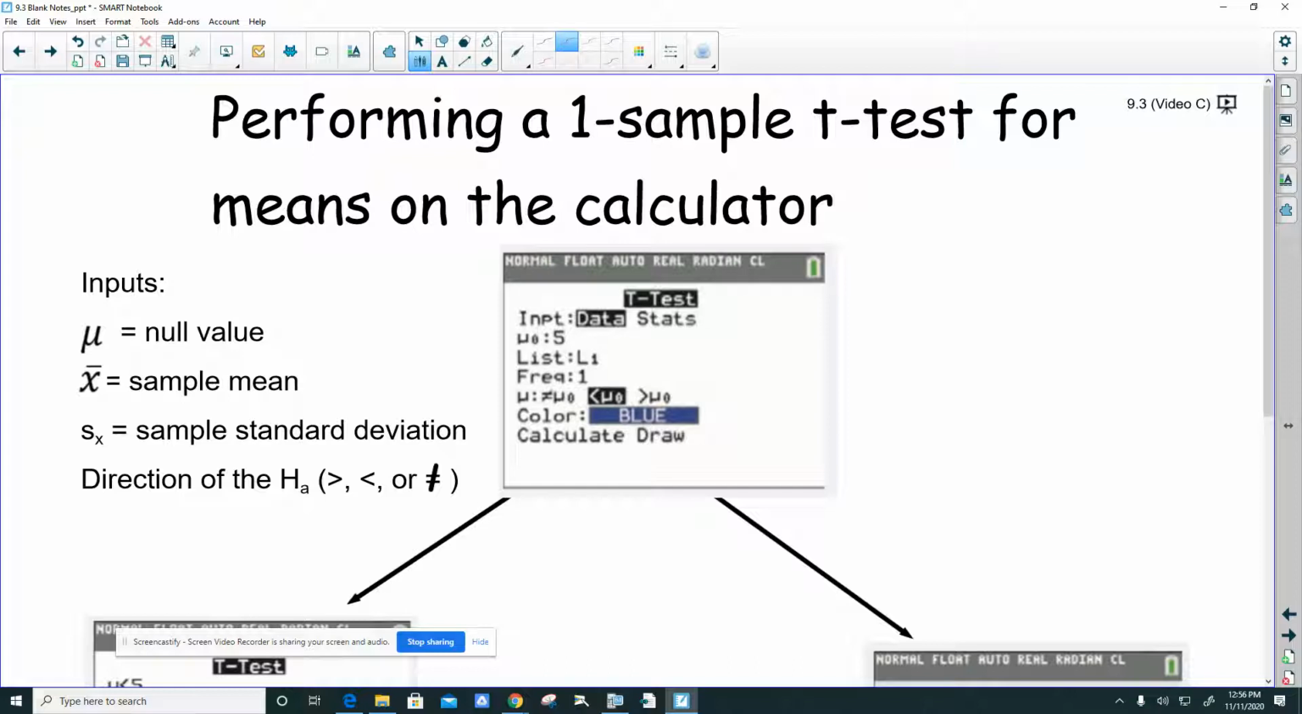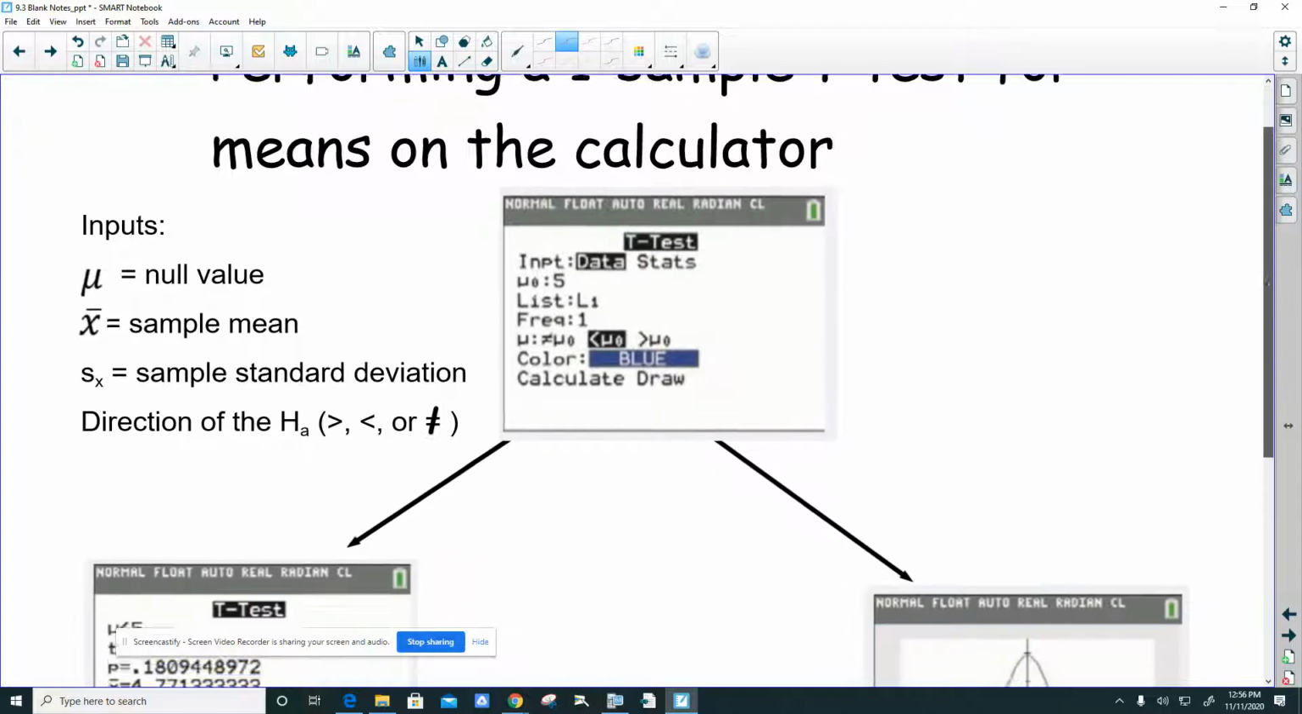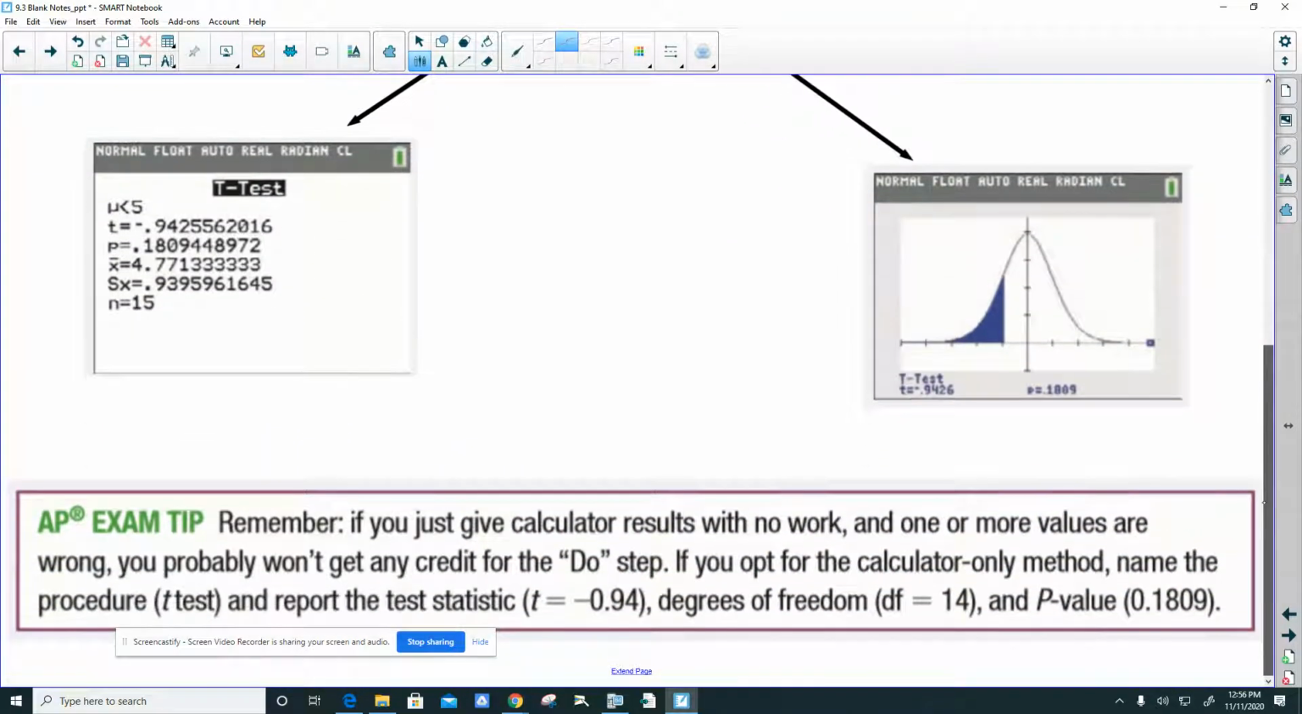So I have some screenshots here to kind of show you what you're going to see on your calculator. And that's what this page here is for. And we could reference back to that. I'm also going to pull the calculator out.